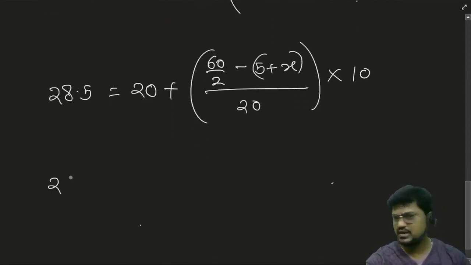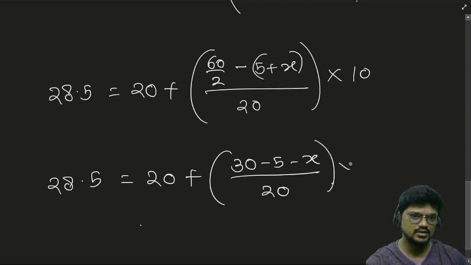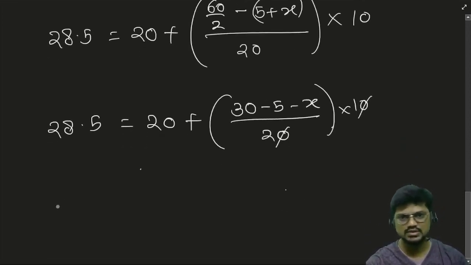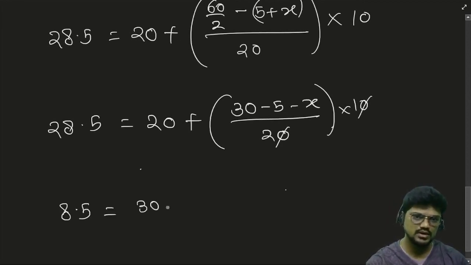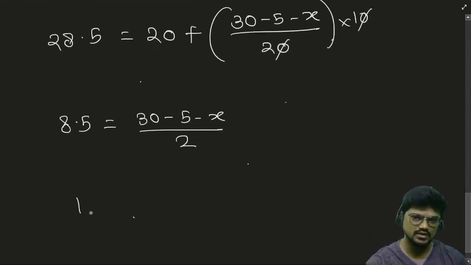So this is 28.5 will be equal to 20 plus 30 minus 5 minus x by 20 into 10. This 0 will get cancelled. This 20 comes on this side. It will be 8.5 equals 30 minus 5 minus x by 2. This 2 goes on that side. It will be 17 equals 30 minus 5, that is 25 minus x.